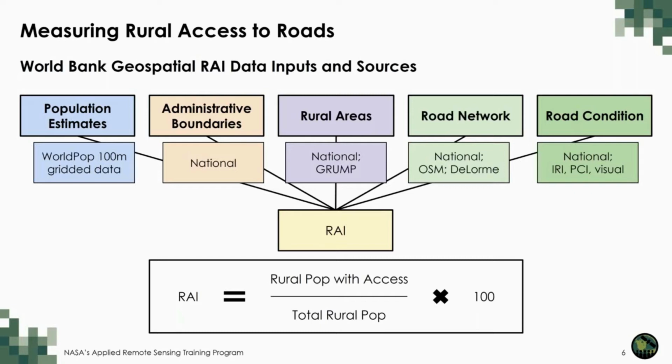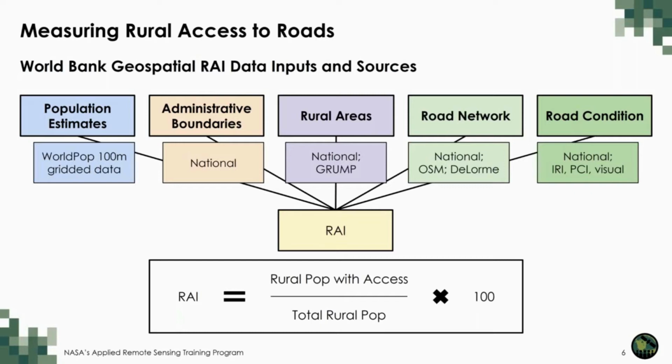Conceptually, the methodology is still focused on access to an all-season road. However, recognizing that not all official road datasets have road condition information, substitutions are sometimes made using technically more objective common parameters, such as roughness of the road, as measured by the International Roughness Index, and the Pavement Condition Index, which is based on visual assessment. The combined road information is used to estimate the rural population within 2 kilometers of an all-season road.